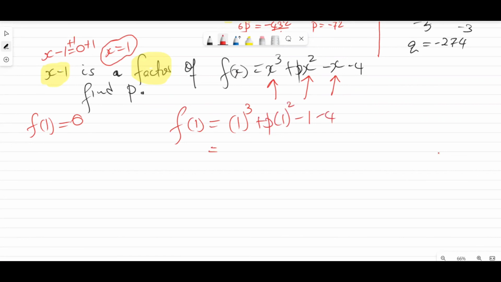This will equal 0 because it's a factor. So 1 to the third is 1 plus 1 squared times p is just p, minus 5. All right? And all of this is equal to 0. So from here, we're going to be solving for p. So basically then we'll have p equal to, we'll minus 1 here and we'll add 5 there. So we're going to minus 1 and add 5 to the other side for balancing. All right? So basically then you're seeing where we'll have p is equal to 4.